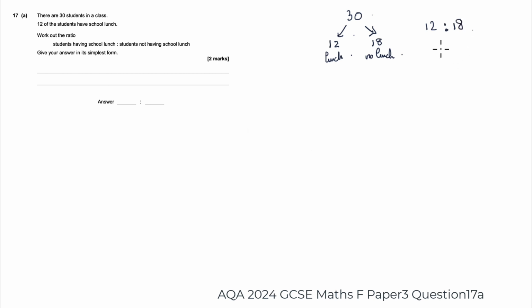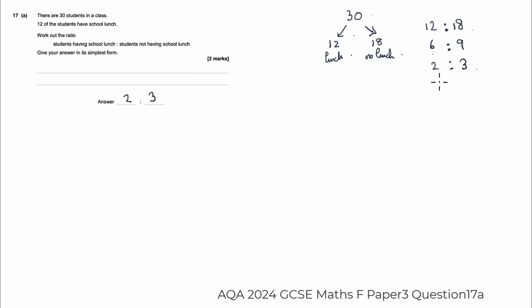Now, just as in fractions you can divide top and bottom by the same number, you can do that to ratios. Now, these are both even numbers. If we divide by 2, 6 to 9. Now, they're not both even, but they certainly are in the 3 times table, multiples of 3. 3 goes into 6, 2. 3 goes into 9, 3 times. So the ratio is 2 to 3, and that's in its simplest form.